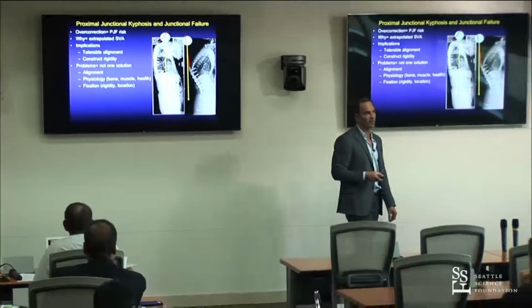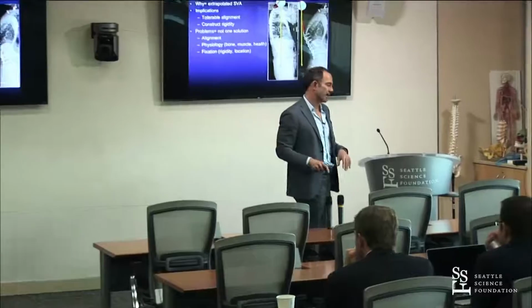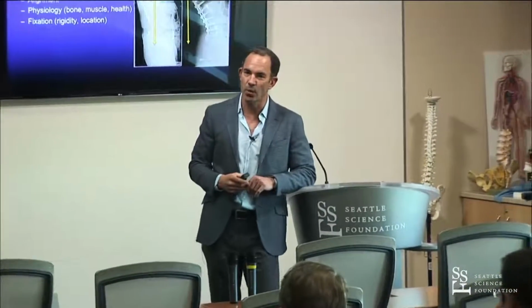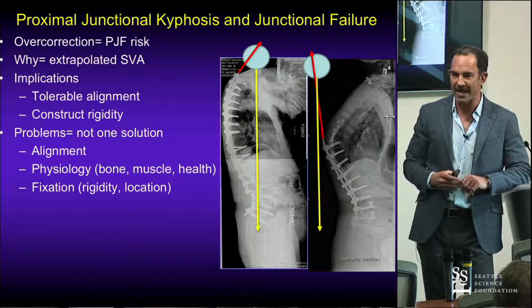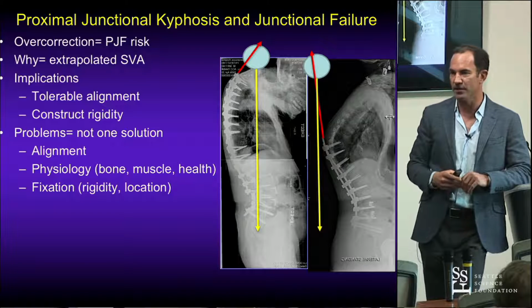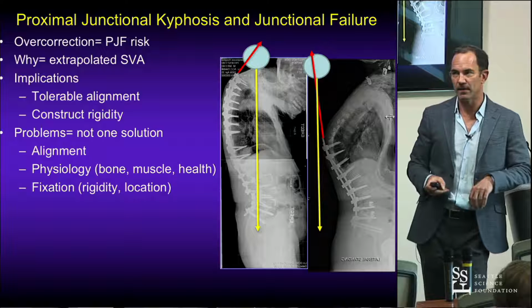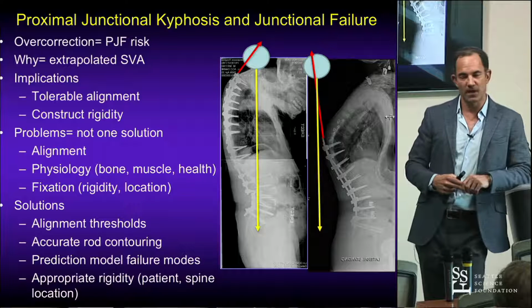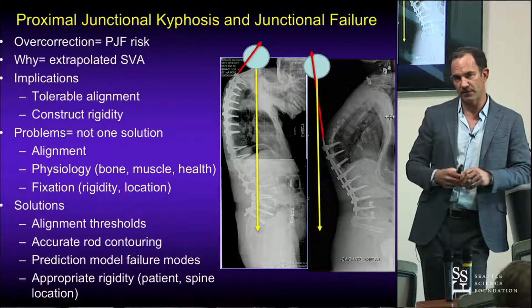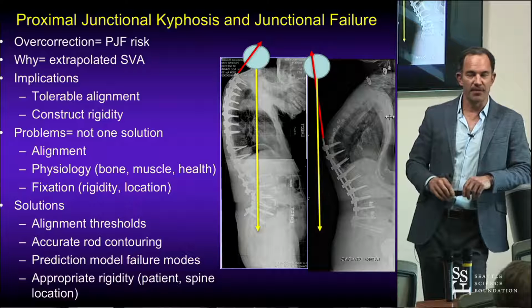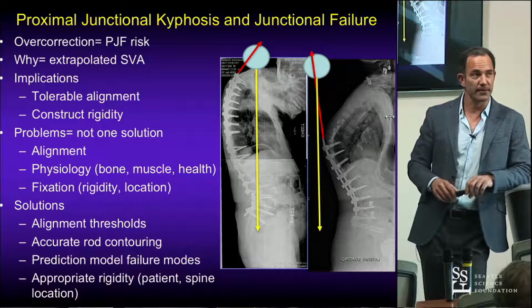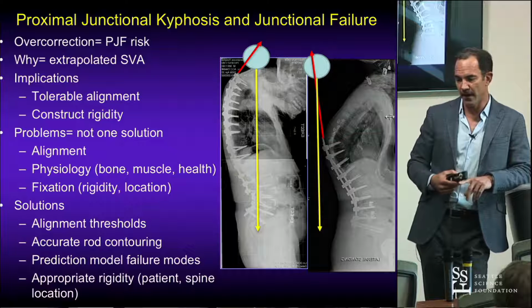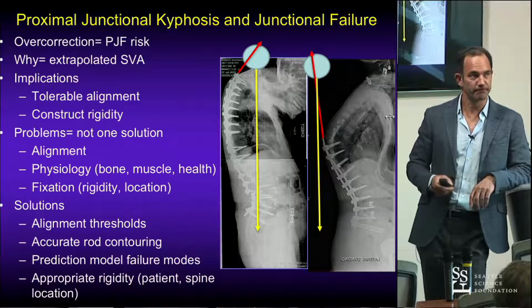The other piece, why this makes sense, is from a physiology standpoint: the older patient is not going to be able to tolerate this massive correction. They don't have the physiology to sustain their new alignment. And so I think that if you look at the problems that go with junctional failure, it's an alignment problem, but it's also a physiology problem as well as a fixation rigidity problem. So our solutions for this, pertaining again to planning, are alignment thresholds, accurate rod contouring, and prediction models for failure that Kevin spoke to that we're working on currently.